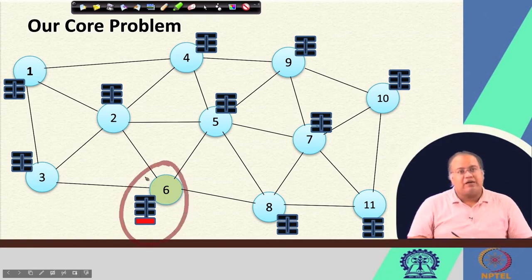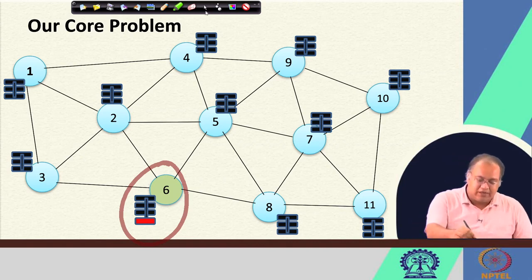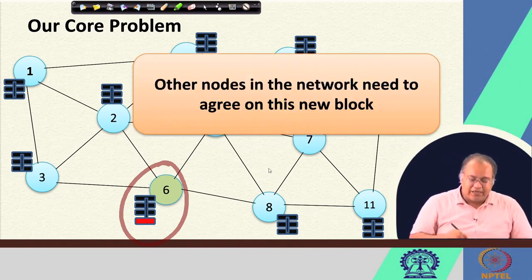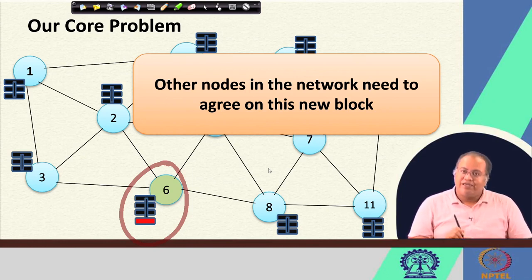Now when node 6 adds this new block to the blockchain, at that time I need to ensure that all other nodes in the network agree on this new block, and they need to add this block to their copy of the blockchain. So, this is the kind of problem that I have to solve while I am going to design blockchain.